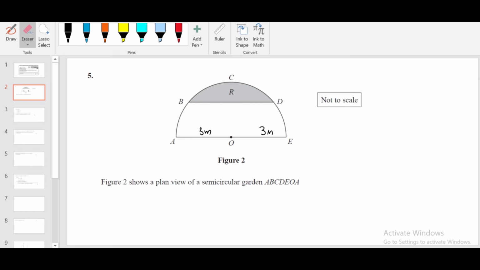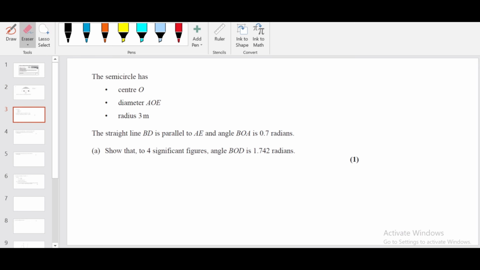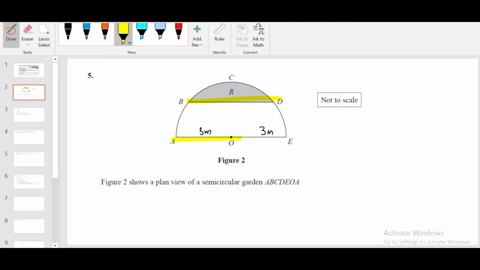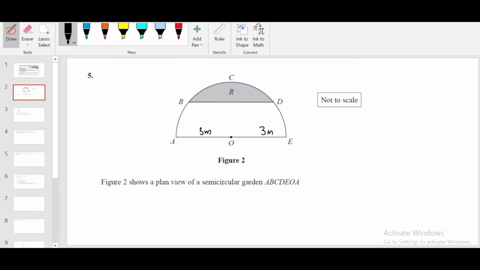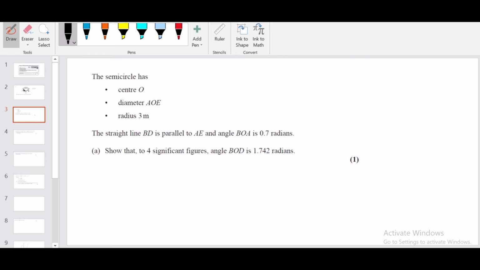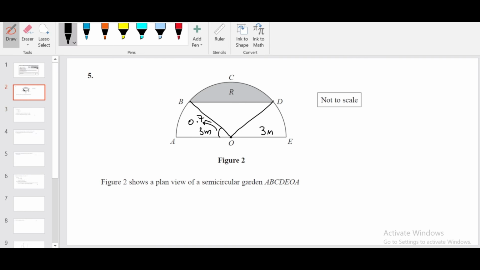And then read further. The straight line BD is parallel to AE. These two lines are parallel. And then the angle BOA is 0.7. If you connect this, the angle BOA, this angle, is 0.7. Show that angle BOD is this. If this is 0.7, this will also be 0.7 since these two lines are parallel.